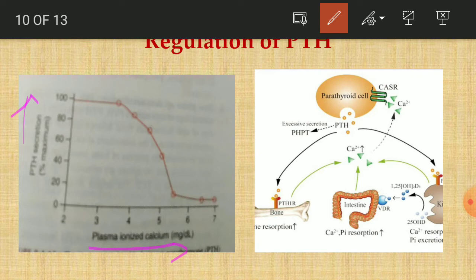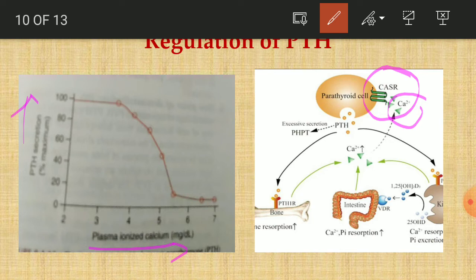Now, how does ionized calcium exert its action to cause parathyroid hormone release from its source, the parathyroid gland? Specific cells of the parathyroid gland, that is chief cells, possess a specific receptor, the calcium sensing receptor, which can attach to ionized calcium. Whenever there occurs an increase in blood calcium level, this calcium getting attached to CASR, the calcium sensing receptor, suppresses parathyroid release.